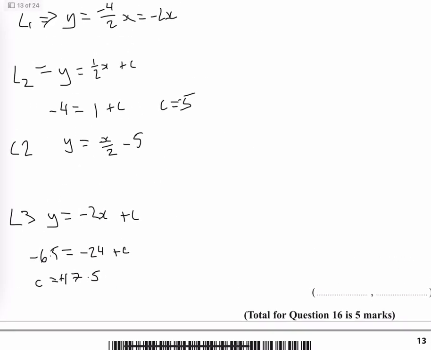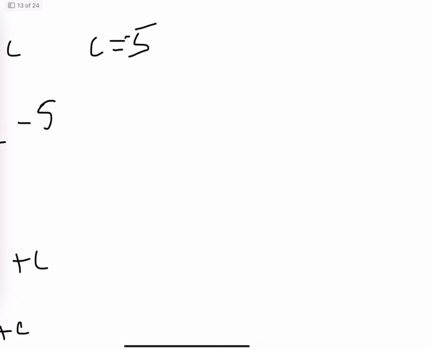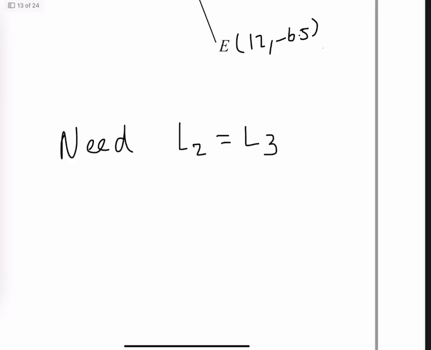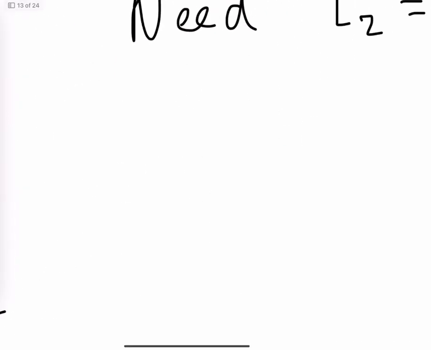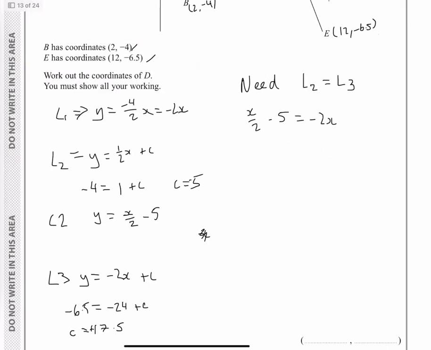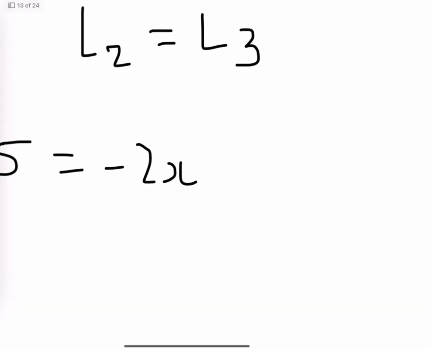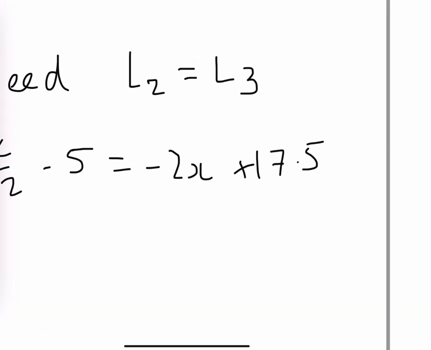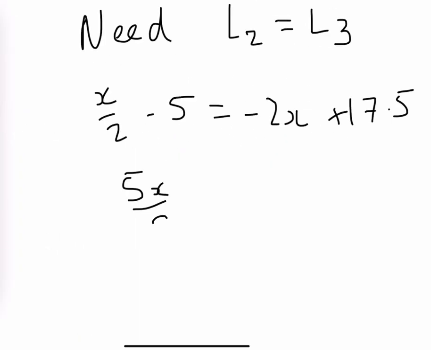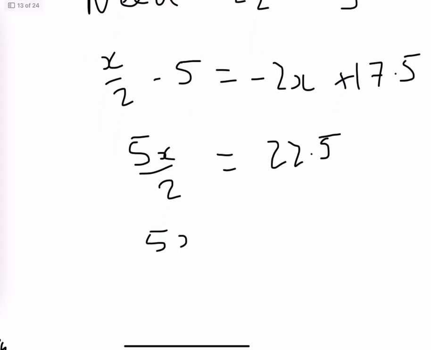And then set these two lines equal to each other. So L2 equals L3. If they're both equal to y, we can just say x over 2 minus 5 needs to equal -2x plus 17.5. Again, let's move everything over. We get 5x over 2 equals 22.5. 5x equals 45. x equals 9.